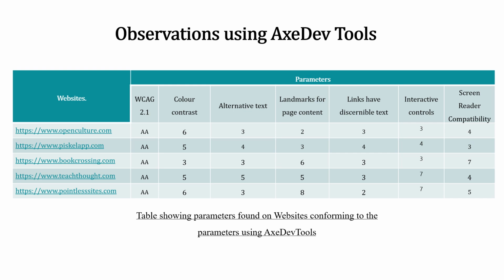This is the one for Axe DevTools, the observations. We use the same 5 websites to confirm, to prevent any bias, to keep the validity of the research. And as you can tell, there's a variety of observations that were seen and noted. A remarkable one was that all websites acquired a code for WCAG 2.1, the highest being AAA, the lowest being A. They stand okay with AA.